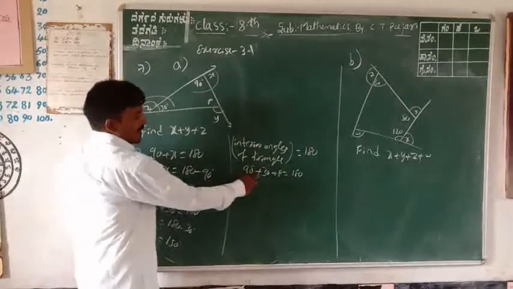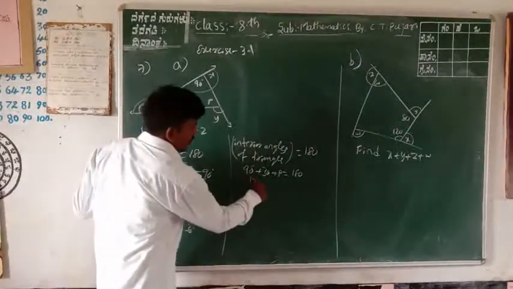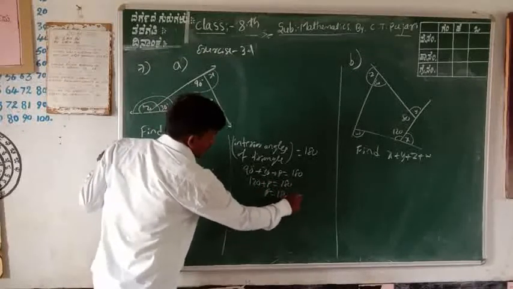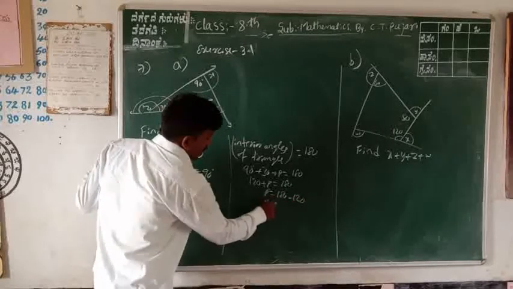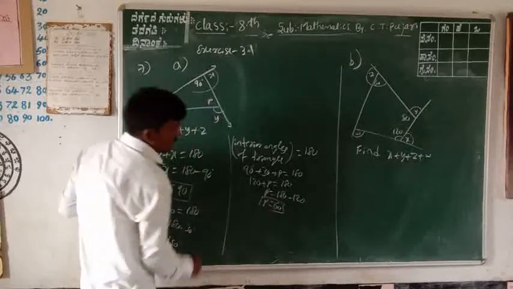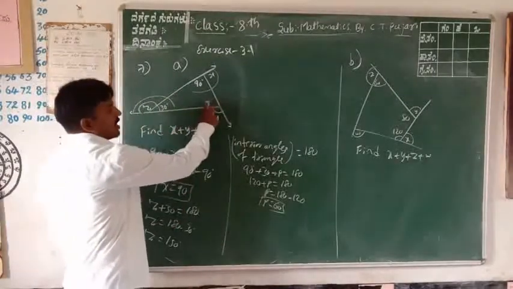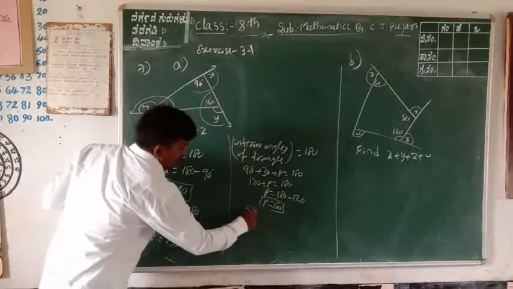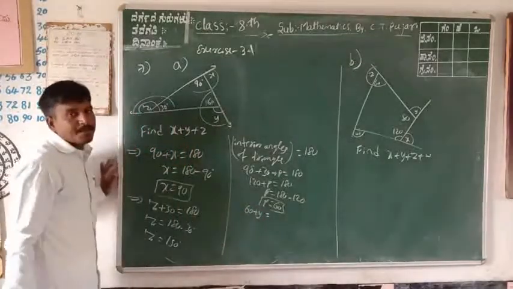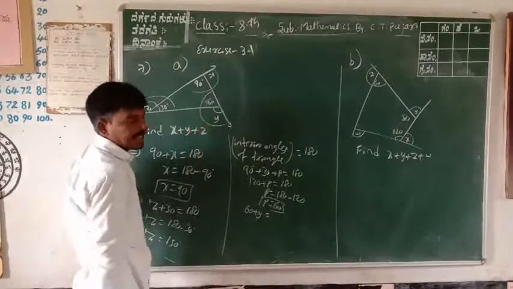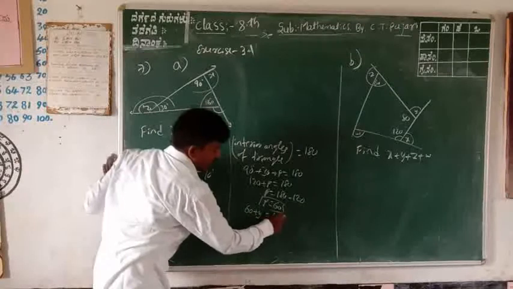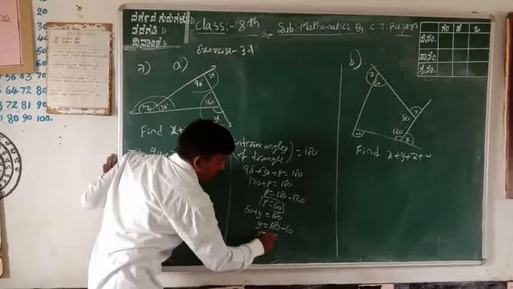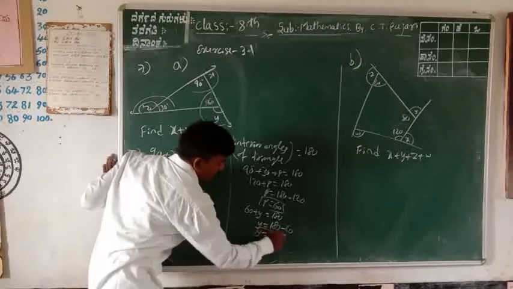Therefore, 90 plus 30 is what? 120 plus p is equal to 180 degrees. Therefore, angle p is equal to 180 degrees minus 120. Therefore, the p value is 60 degrees. When p is 60, this is 60. Find out the y value. Therefore, 60 plus y, again a linear pair of angles. These two sum to 180 degrees. 60 plus y is equal to 180 degrees. Therefore, y is equal to 180 degrees minus 60. Therefore, y is equal to 120 degrees.